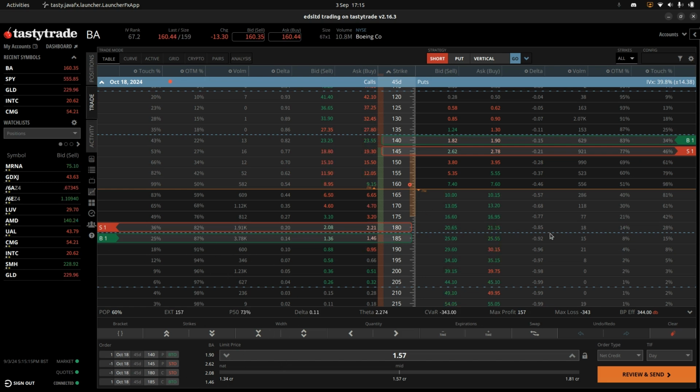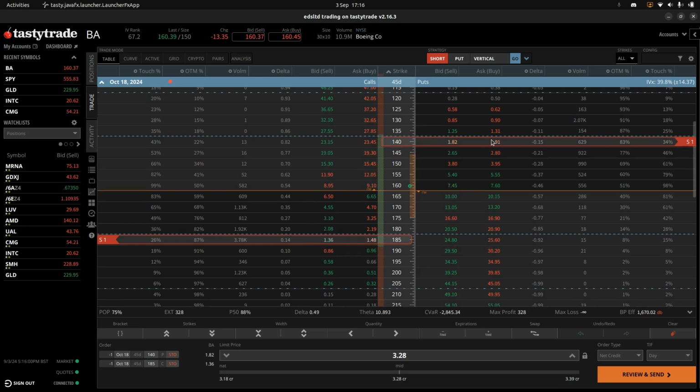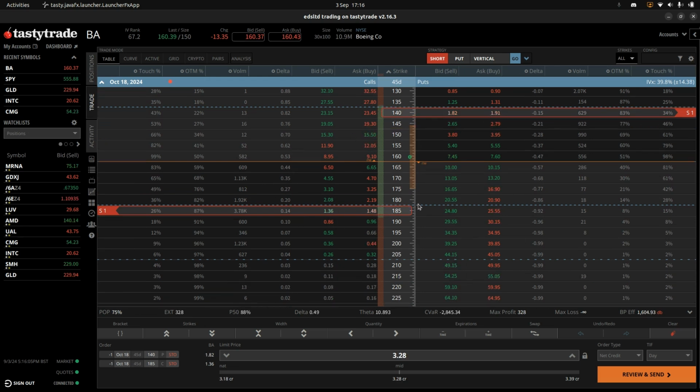However, in turn, we have a much higher return on capital. We're going to be collecting $157, and it's going to cost us $344 in buying power. So our return on capital is much higher by covering our shorts, and this is called an iron condor. If you did want to go with the strangle, then I would probably stick to the 40 and 15 delta, somewhere around there. And that's basically it.